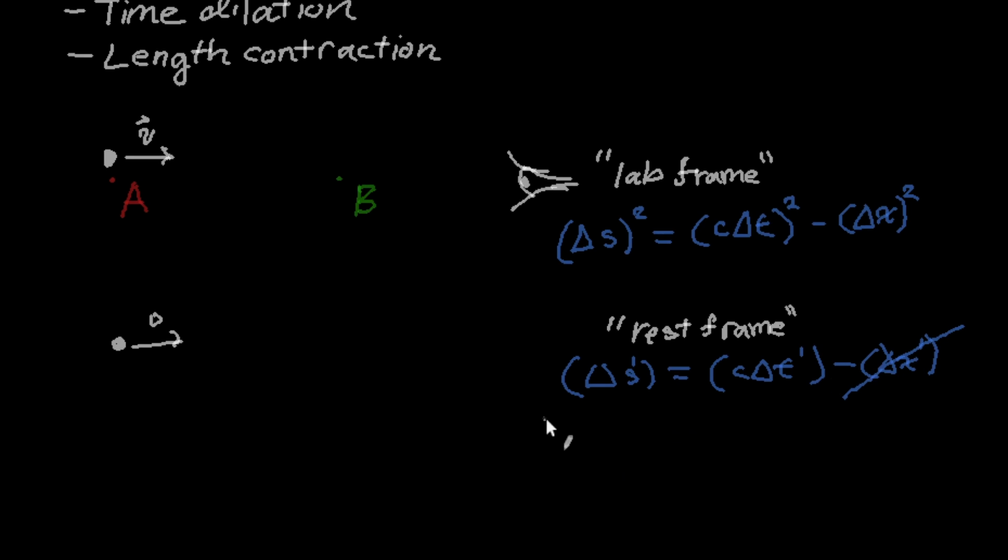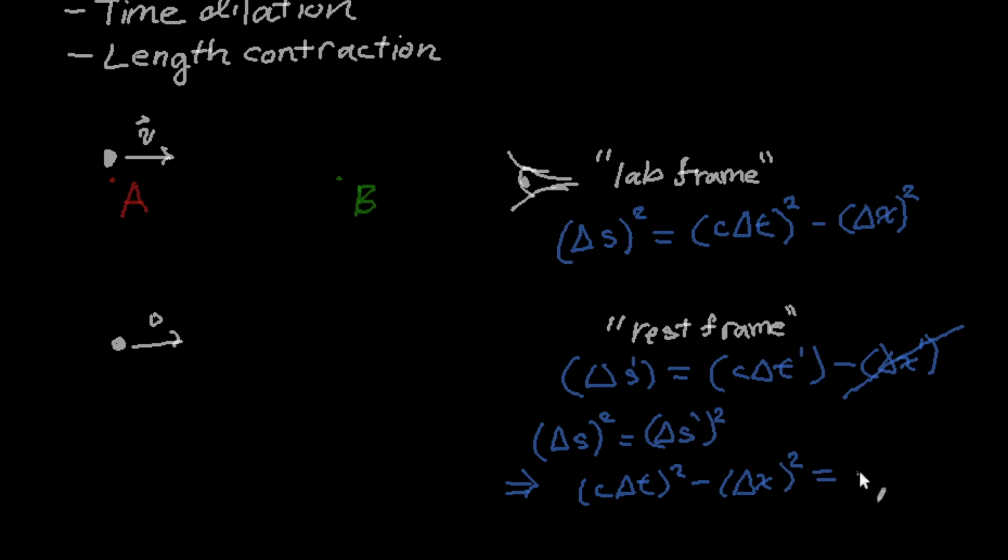So now we can recall that the spacetime interval is actually an invariant quantity. So as we derived before, delta s squared equals delta s prime squared. So this implies that c delta t squared minus delta x squared, both of these as measured in the lab frame of a stationary observer, equals c delta t prime squared, where t prime is the amount of time that's passed between the object being at point A and the object reaching point B from the point of view of someone who's sitting on top of our moving particle.